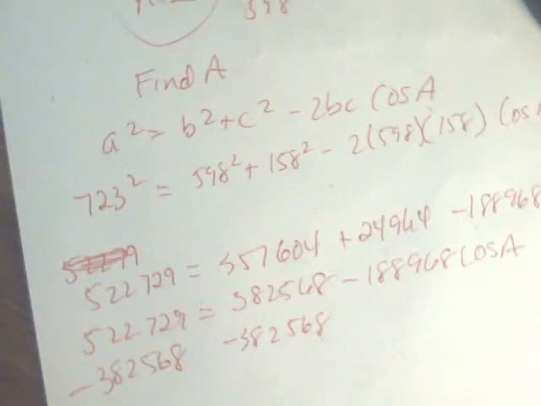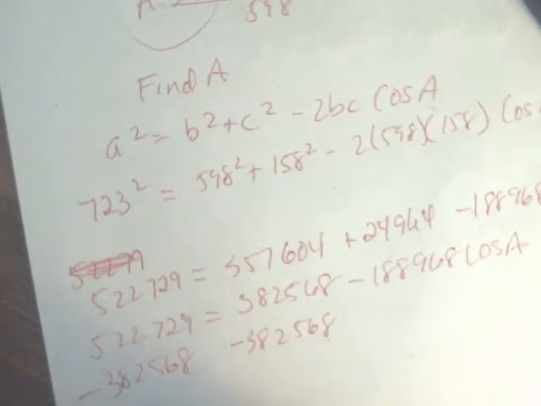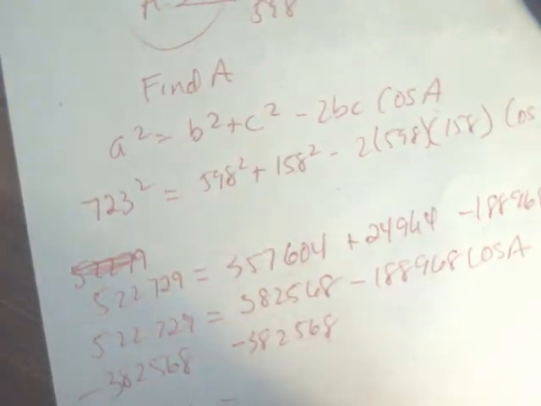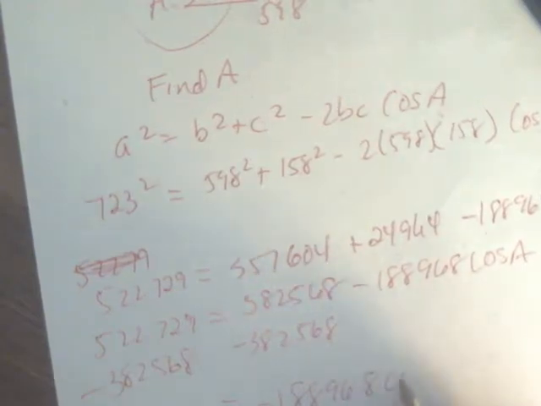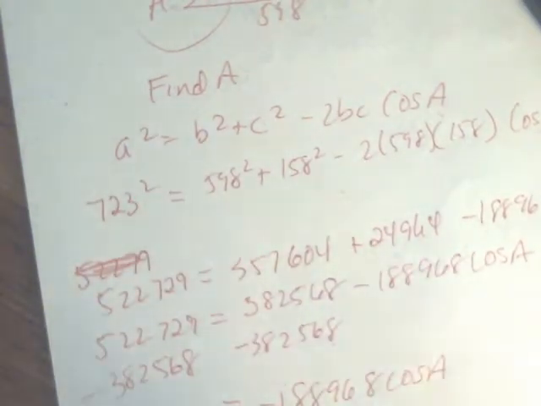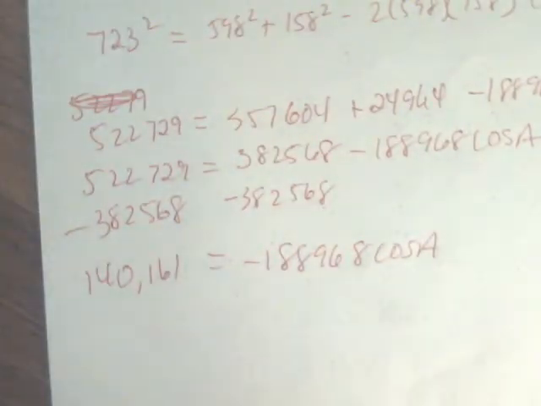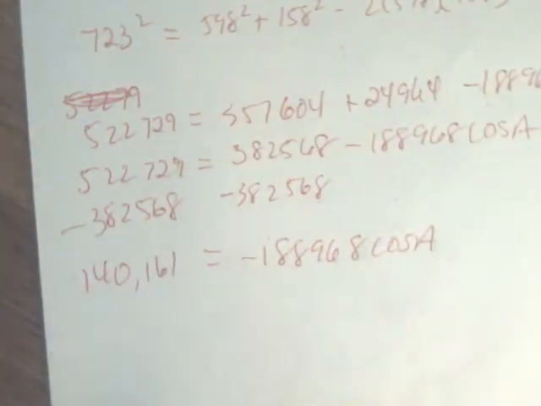So I get 140,161 equals minus 188,968 cosine A. Okay, so you just got to take your time with these. They are long, they're involved. It may take you a while. All right, but it's okay.